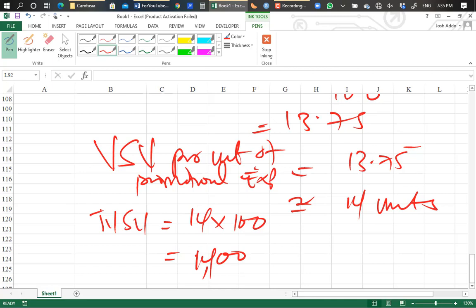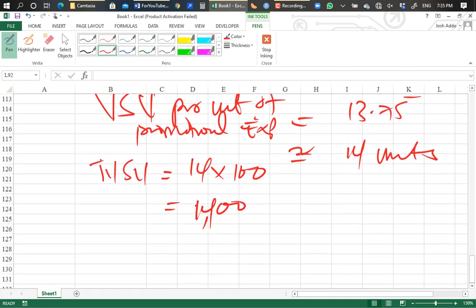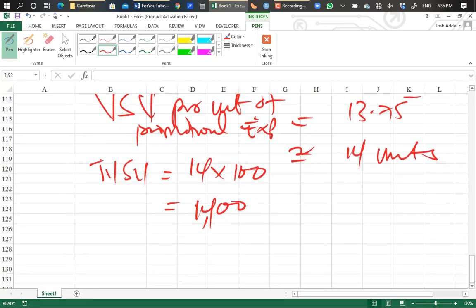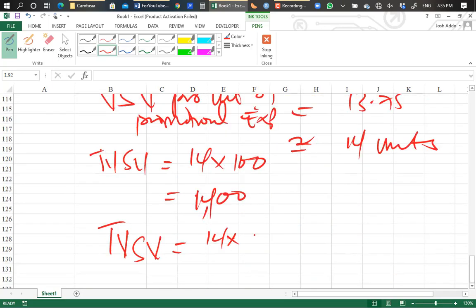If we had used the bigger expenditure, which would have been 260, total variable sales volume would be equal to 14 times 260, and that would have given us 3,640. You can choose to deal with any one of them.